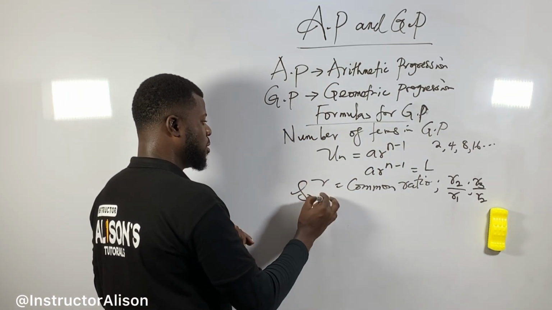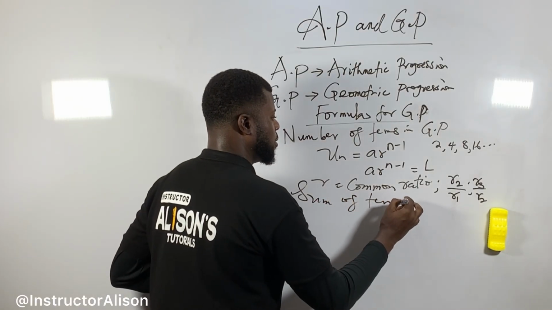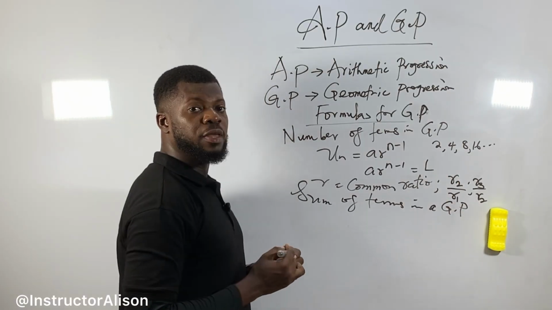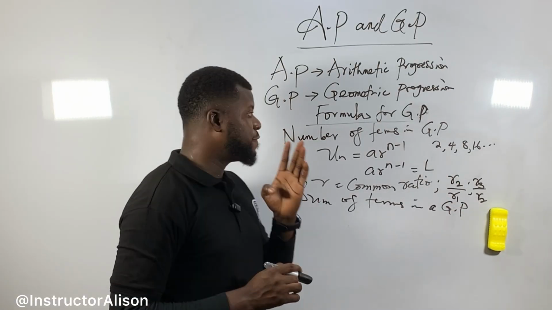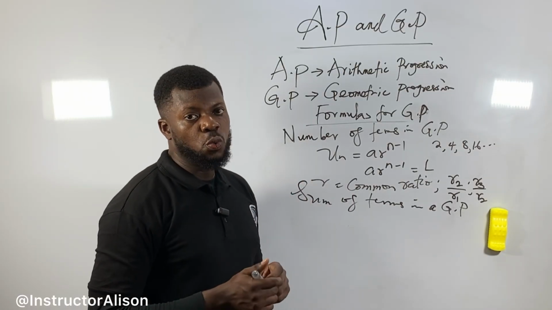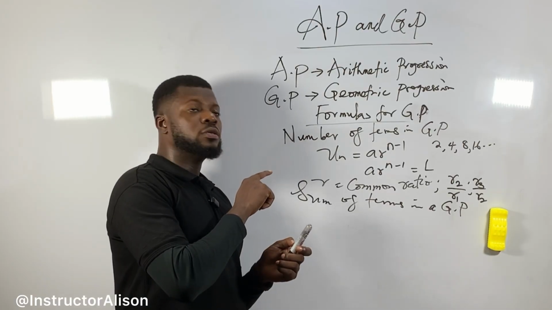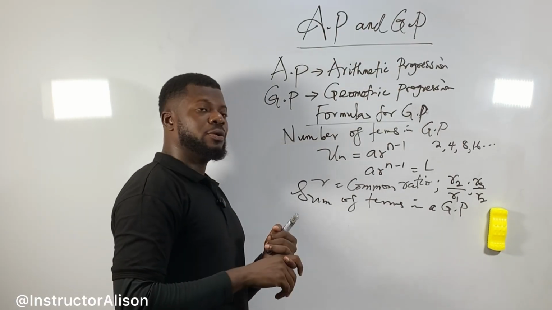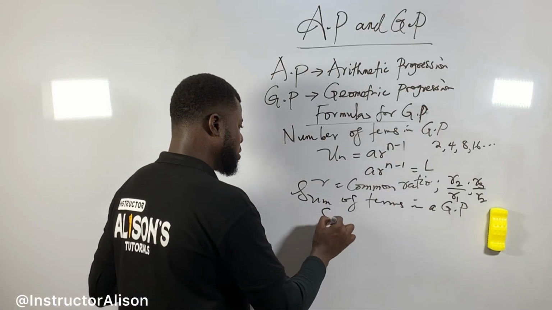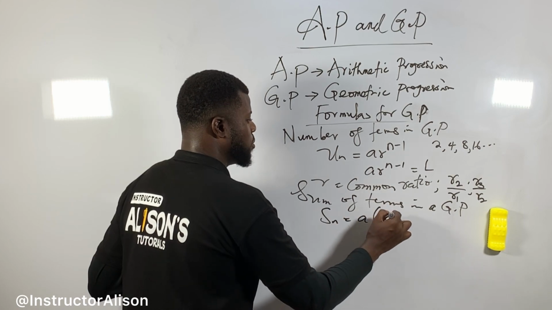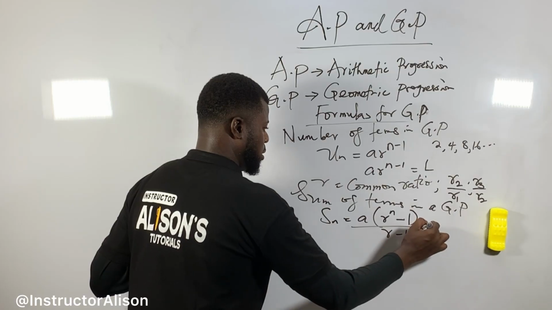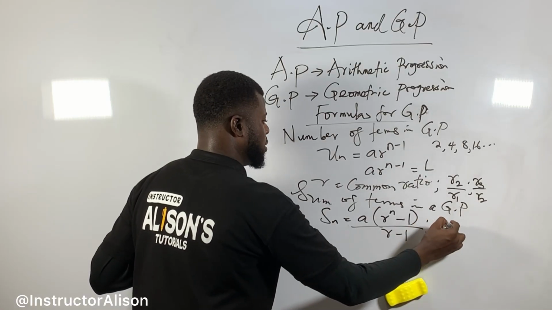So now, what else do I want to give you? Sum of terms in a GP. For the sum of terms, we'll give you 3 formulas, and all of these 3 formulas have conditions. The first one is very convenient when r, the common ratio, is greater than 1, or when r is less than 1, or for sum to infinity. When you have S subscript n equals a into r raised to the power of n minus 1 over r minus 1.